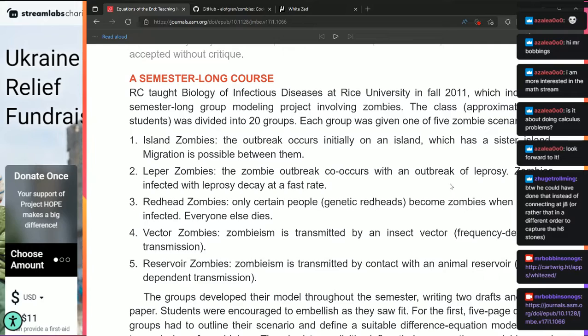Red-headed zombies, where only certain people, genetically redheads, become zombies when they're infected. Everyone else dies.